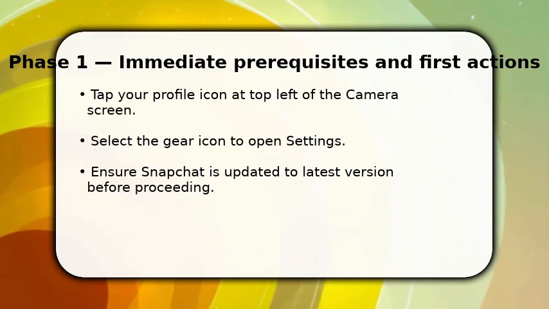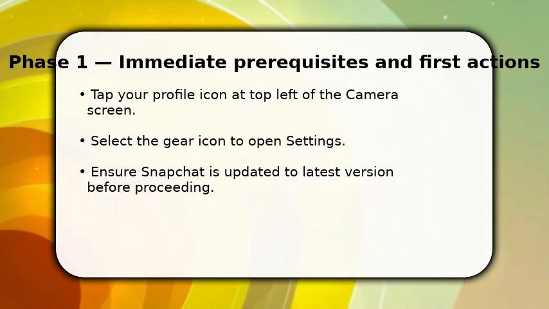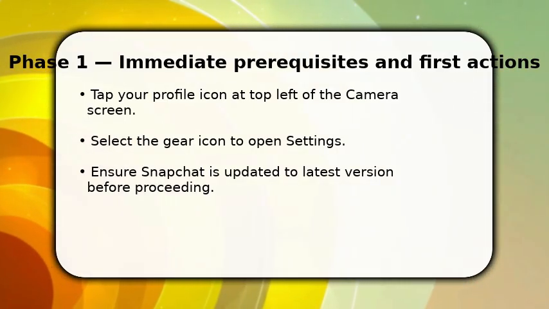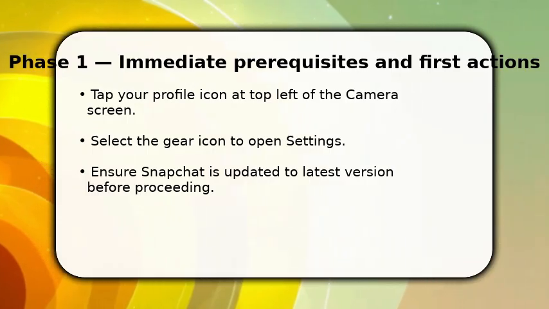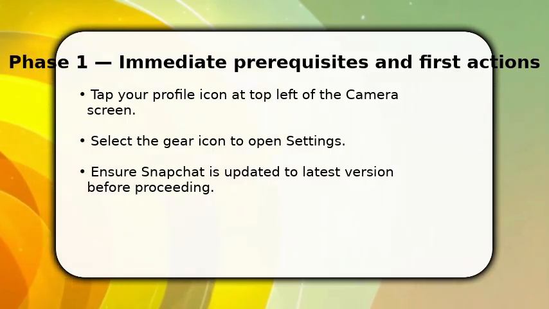You start in the camera view. Tap your profile icon at the top left to expose account options. Once there, you must tap the gear icon to reach settings. This is where display options live.